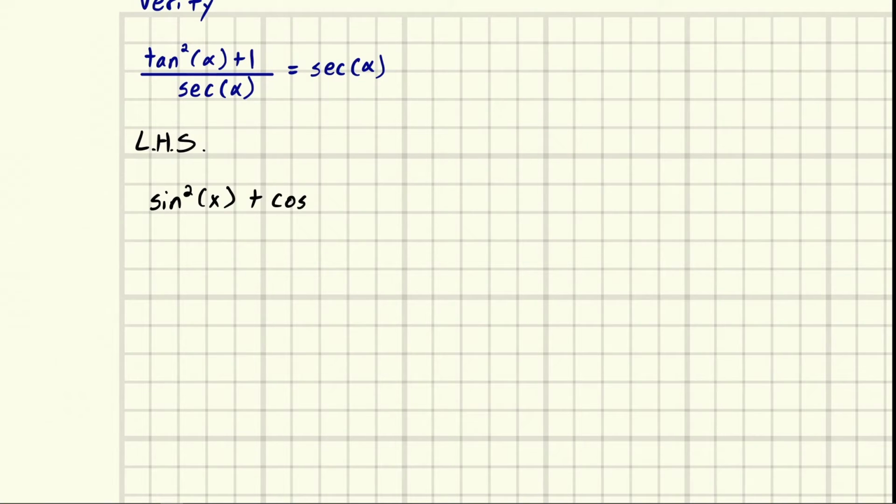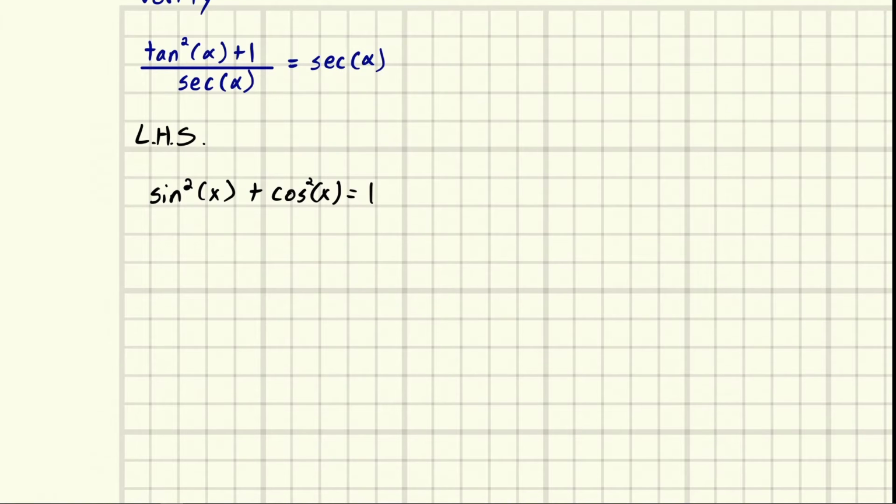Sine squared plus cosine squared x, I'm using x here, equals 1. And if we want to get to tangent, right? Tangent's going to be when we divide sine by cosine. So we divide everything by cosine squared x. So we're going to wind up with a 1 here. And we're going to wind up with a tangent squared x plus 1 is equal to, and then 1 over cosine x is secant x.